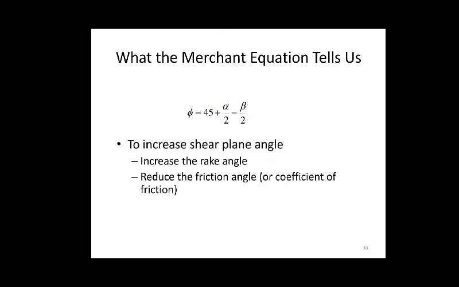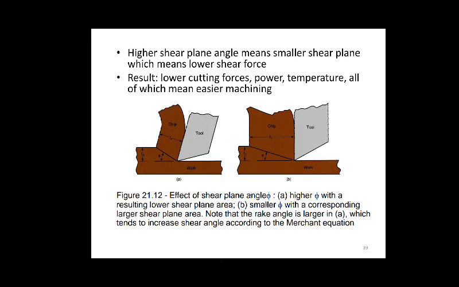What the Merchant equation tells us: to increase the shear plane angle, increase the rake angle, and also to increase the shear plane angle, reduce the friction angle or coefficient of friction. And a higher shear plane angle means a smaller shear plane, which means lower shear force. Result: lower cutting force, power, temperature, all of which means easier machining. So here the effect of shear plane angle is shown.